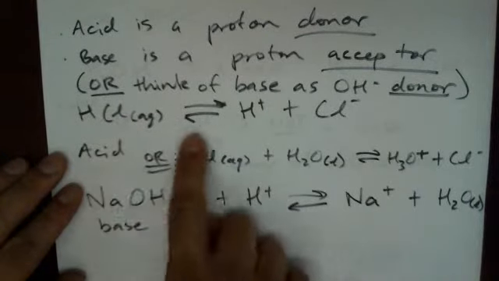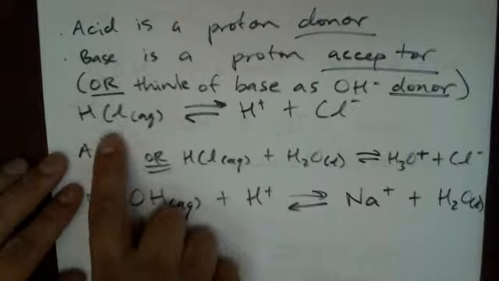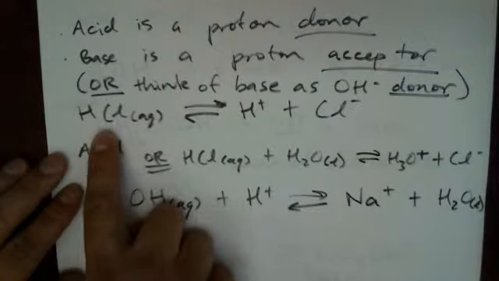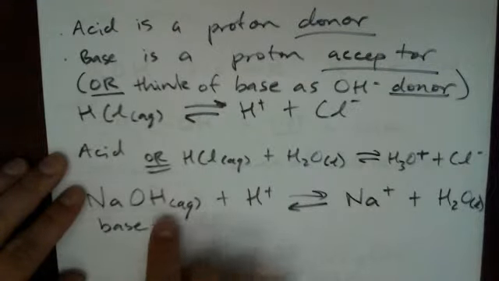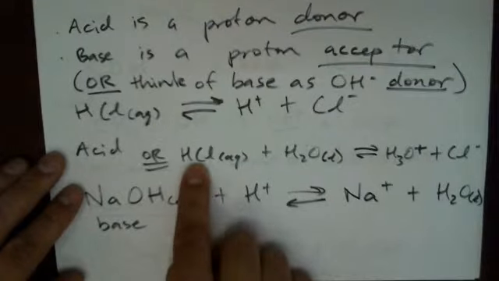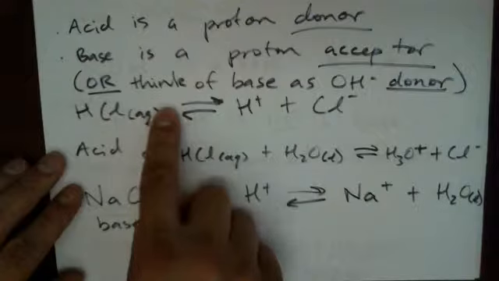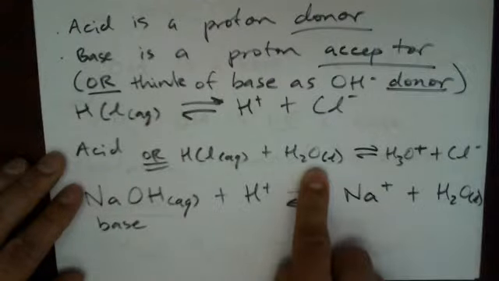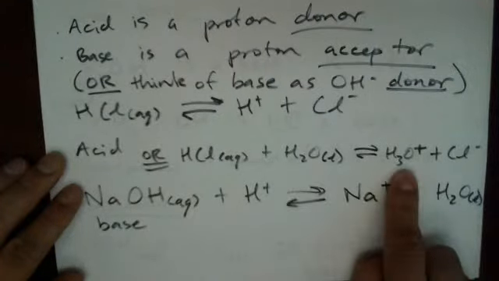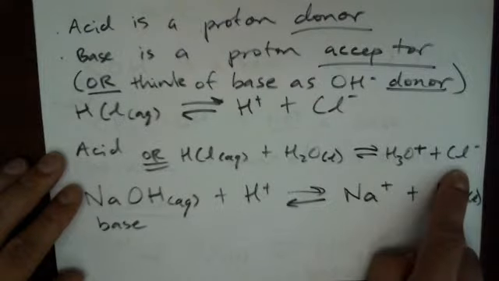Another way to look at this reaction, and this is what you'll see in the textbook, I prefer just to consider the dissociation of the acid itself, but a lot of textbooks look at the acid interacting with water. So if I take this original equation and add water here, that can split up into H3O plus and a Cl minus.